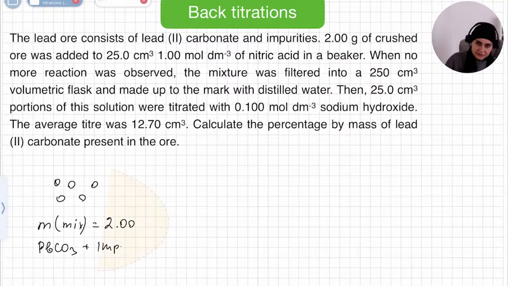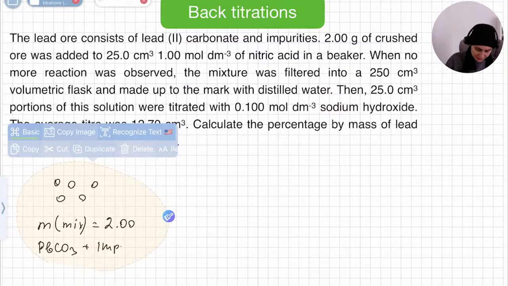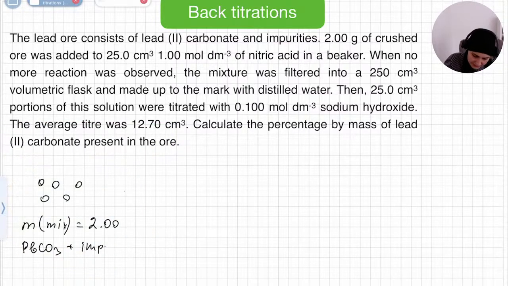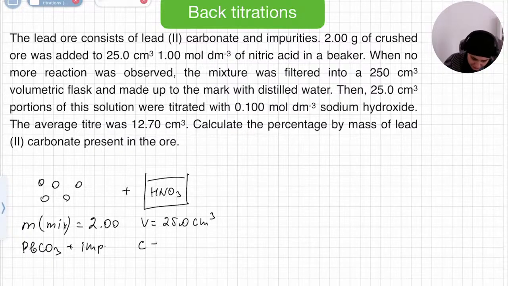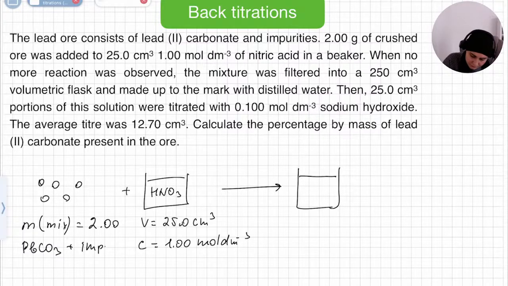Maybe I need a little more space. Can you even see what I'm writing? Yes. Okay, and then we add this to a beaker with nitric acid. So we add HNO3, and we know the volume and the concentration of HNO3. Then the reaction happens, and so you have a solution, with products of the reaction and some unreacted HNO3.